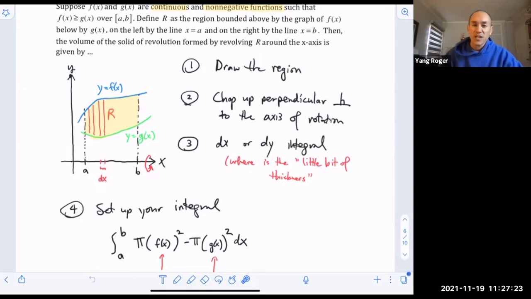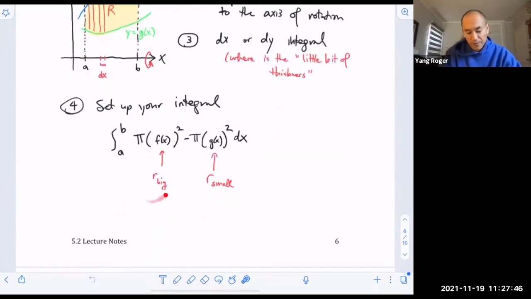The method we have is pretty much exactly the same. You attempt to draw the region, chop up perpendicular to the axis of rotation. Figure out if it's a dx or a dy. That depends on which thing you're rotating around. About the x-axis, it's dx. About the y-axis, it's dy. And then you set up your integral with the big radius minus the small radius: pi r big squared minus pi r small squared. Okay.